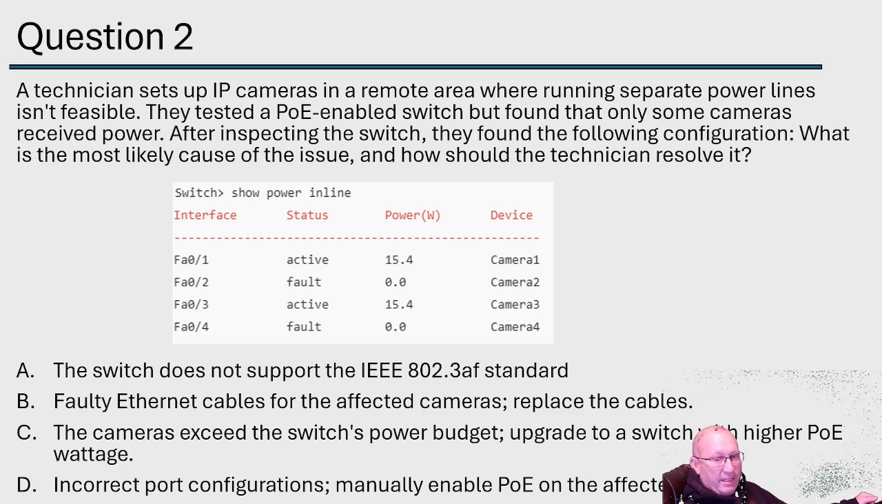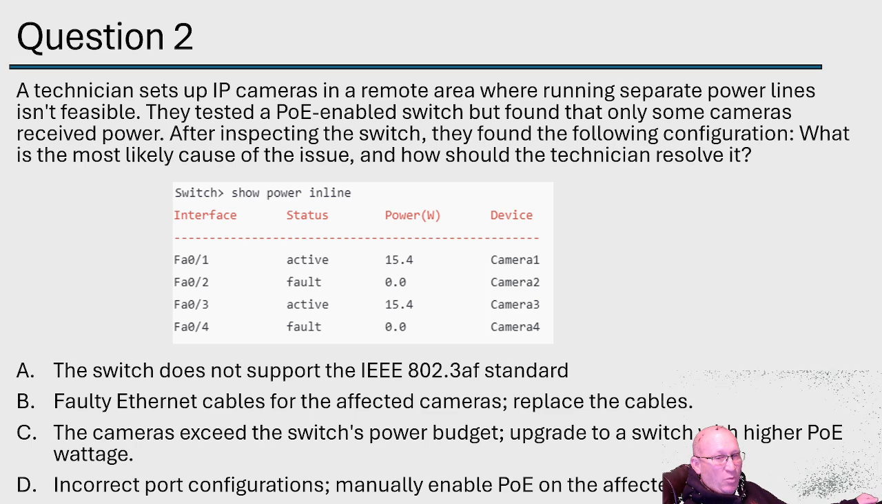I'm going to let you take a second to think about this. What do you think about this? B or C? I'll give you about 5 seconds as we analyze this. All right, I feel like that's enough time. If you said B, faulty Ethernet cables affecting the cameras, replace the cables, unlikely. Why? Because it would result in a disconnected status if it was bad, not a fault. So we'd see disconnected, not a fault. Assuming that.